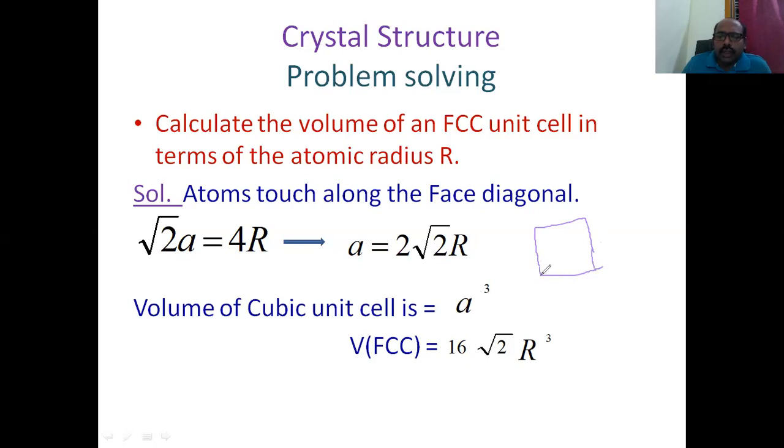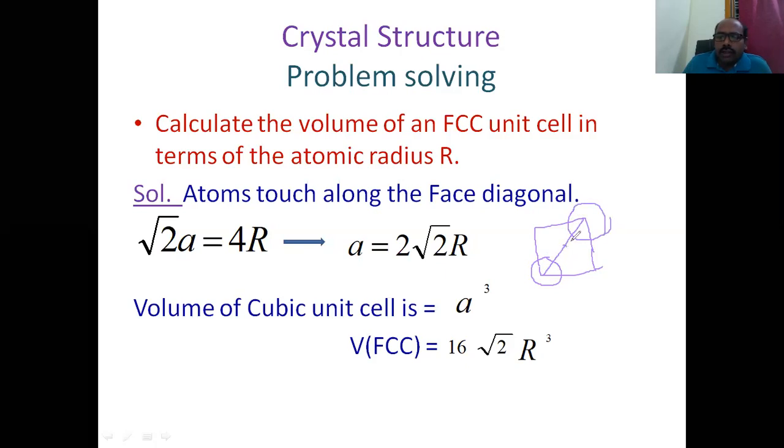Since it is the face diagonal, there will be one corner atom here and one more corner atom here. Just like this, another corner atom. It is the face center point. So here we are drawing one more atom around the face center point. Just like this. So from this it is clear. It is a side of the cube of length a.